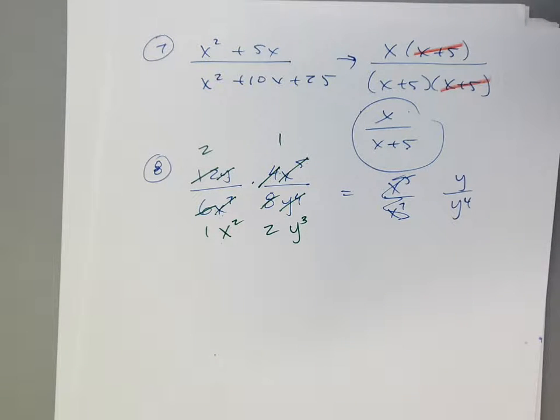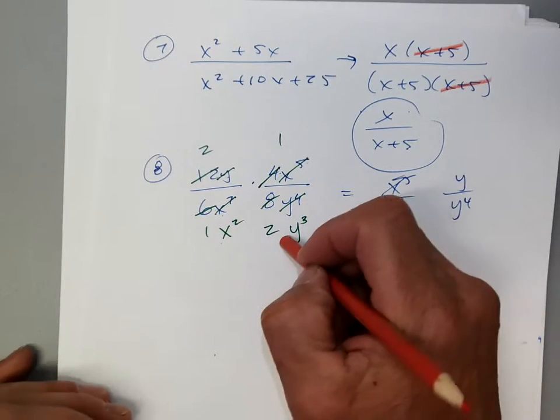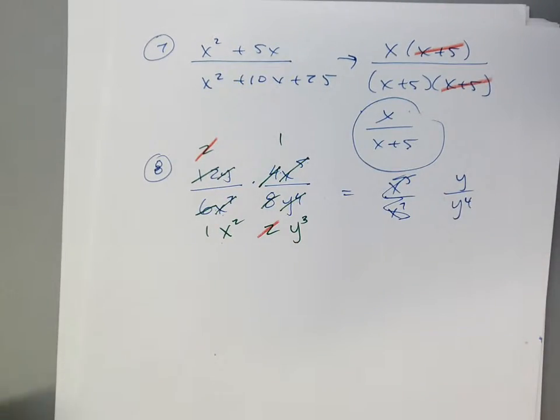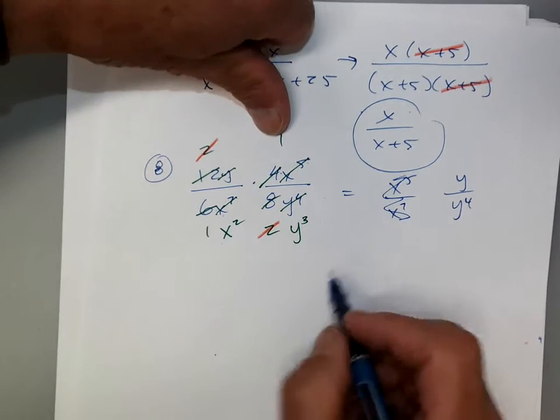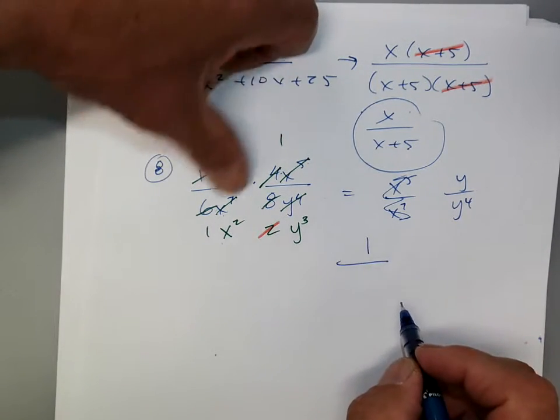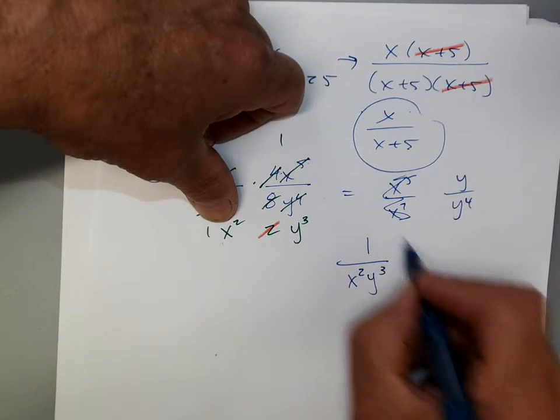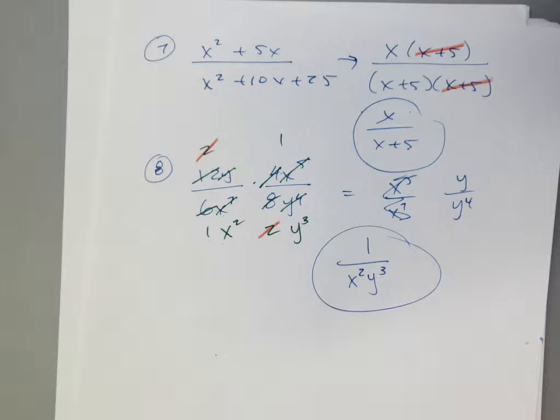Now, do you see one more thing? Do you see the 2's? Okay, so I have 2 over 2, so I could cancel that. What's left over? Well, there's a 1 on top, and there is an x squared y cubed on the bottom. And then if I look at my answer, I don't see anything else that can cancel. Do you guys agree? So done.